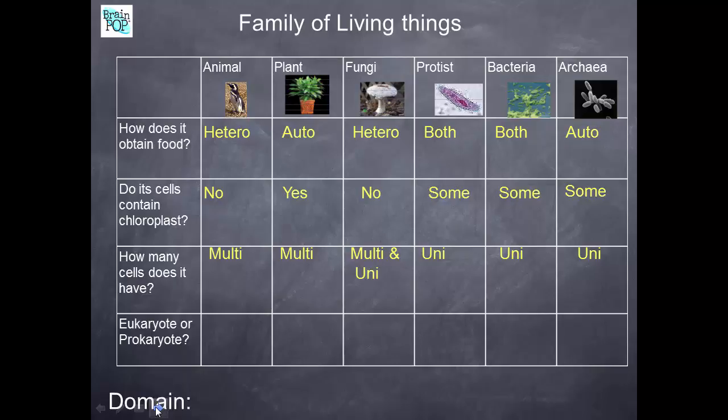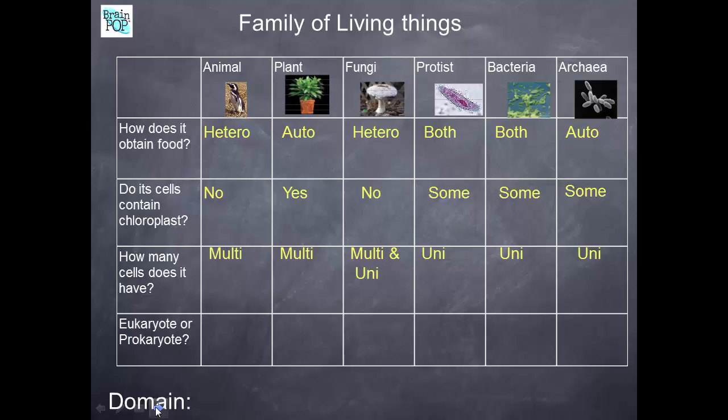Lastly, eukaryote or prokaryote. Remind me what the words mean. What is a eukaryote? It has a nucleus. Genetic material surrounded by nuclear membrane. What about a prokaryote? Does not have a nucleus.